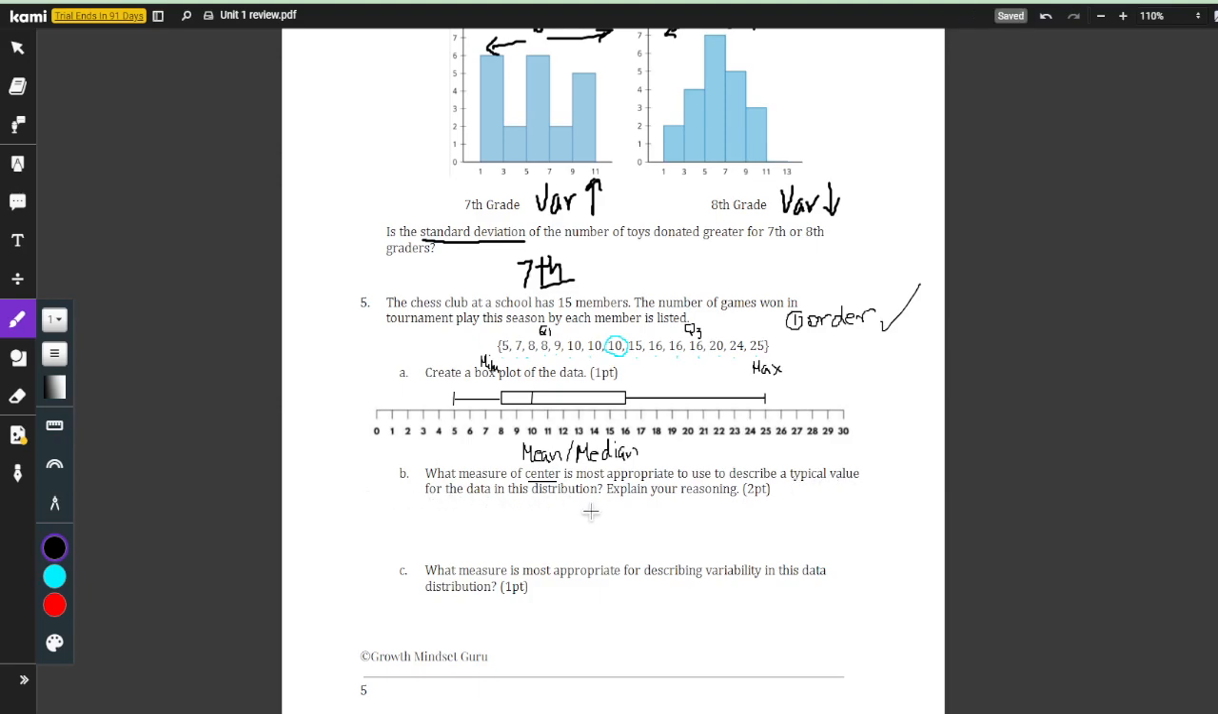Okay, this is the data distribution. Explain your reasoning. This is the median because it's based on how it's skewed, and because it's also a box plot. Because it's skewed, we know that we are looking at the median because of a box plot. We also know we have to use the median because it's not symmetric. So we're using the median because of the skew of the distribution, and you have to write in complete sentences. This is what we've been practicing.